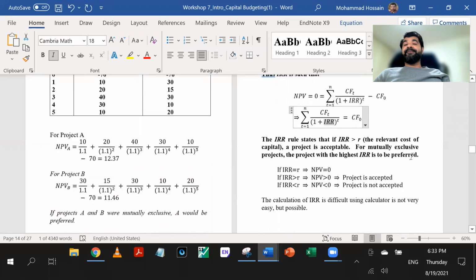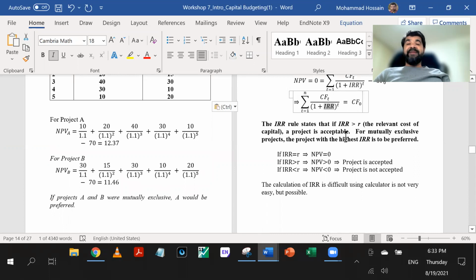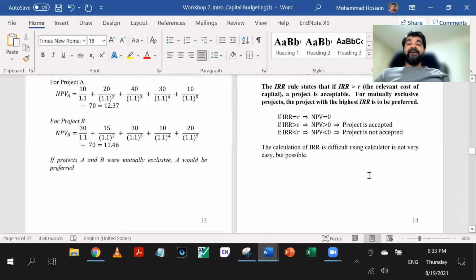That's the whole question. So the IRR rule states that if IRR is greater than R, the relevant cost of capital, the project is acceptable. If the internal rate of return is greater than your discount rate, the project is acceptable. If the internal rate of return is less than your discount rate, the project is not acceptable. Calculating IRR using a calculator is not very easy, but possible.